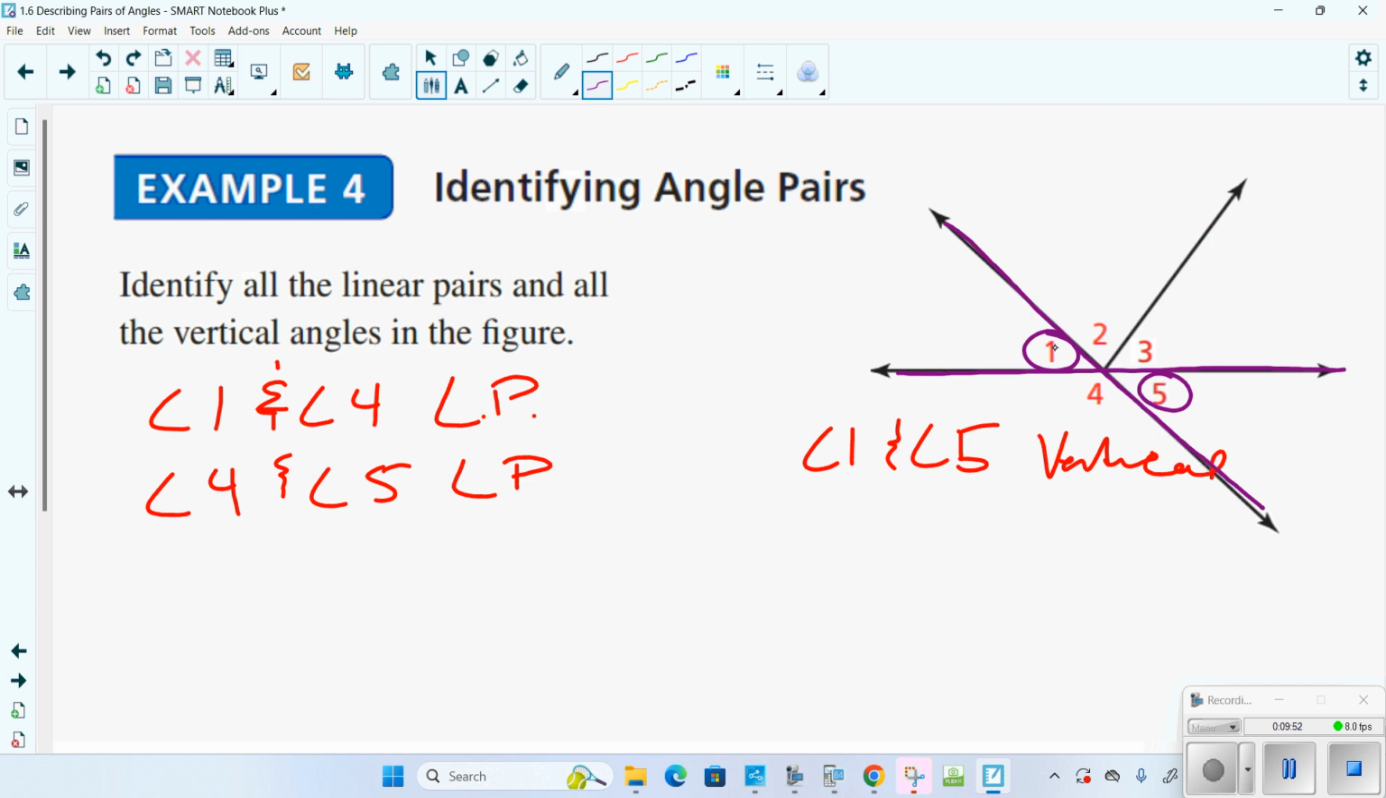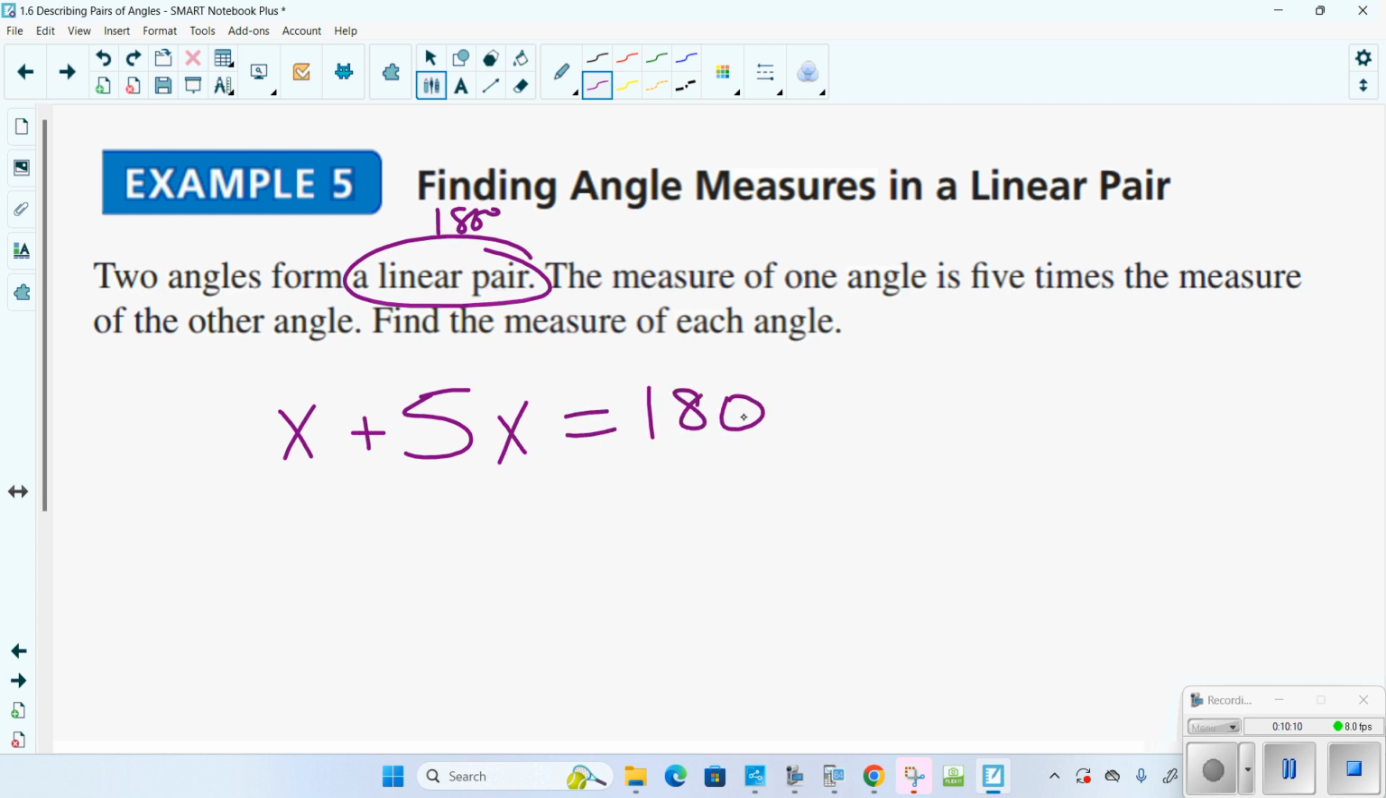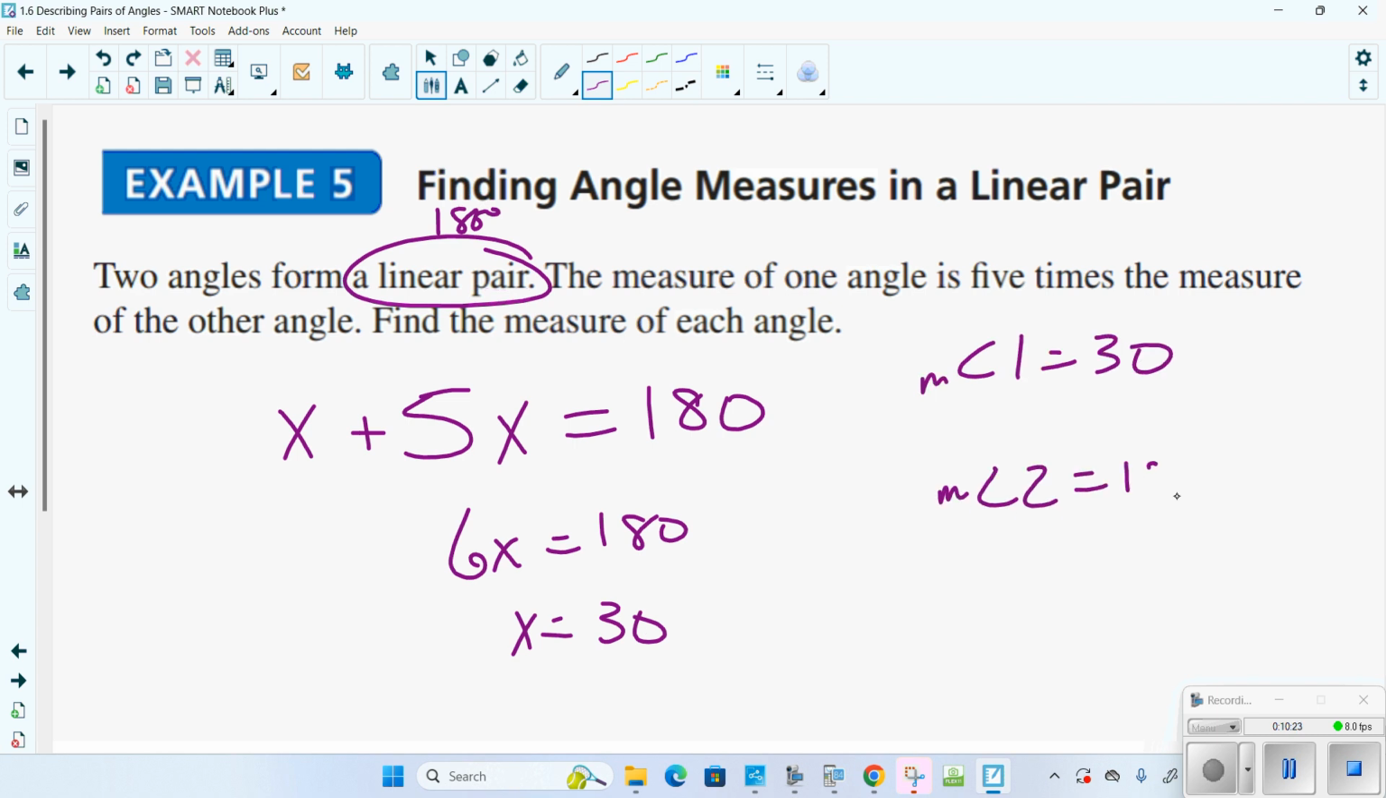Two angles form a linear pair. Now, linear pair is literally saying the same thing as supplementary. The measure of one angle is 5 times the measure of the other. So if one angle is x, the other angle is 5x. And remember, linear pair, so 6x equals 180. Algebra, x would have to equal 30, so one angle is 30, and the measure of the second angle is 150.